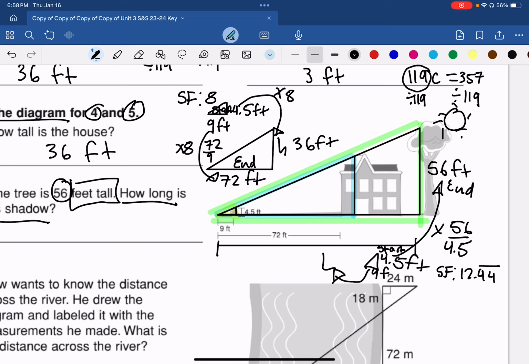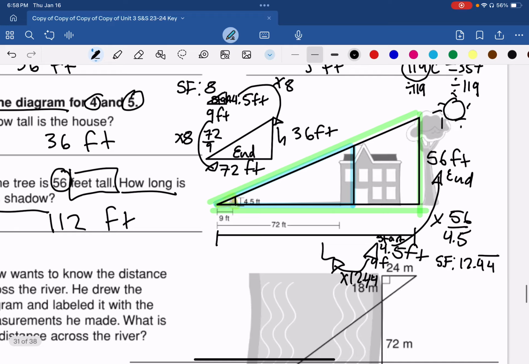12.4444, repeating forever and always. Okay. So, let's see. That means that triangle is 12.444 times bigger. And that means that 9 has to be 12.444 times bigger. In a calculator, that would be 112. 112 what? Squirrels, dogs? No. That is feet. Cool.